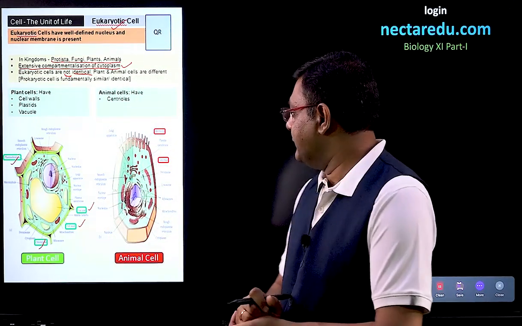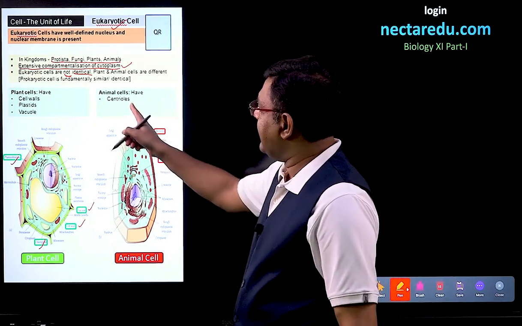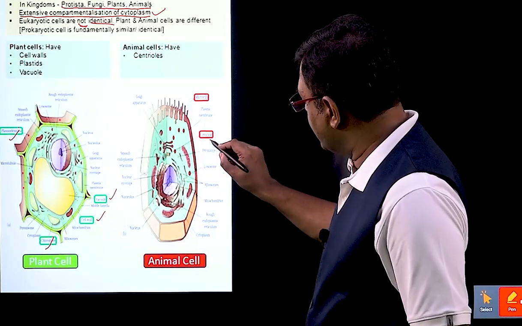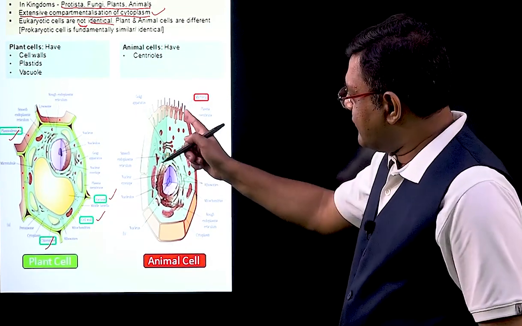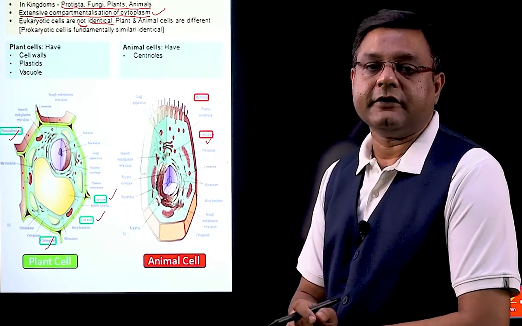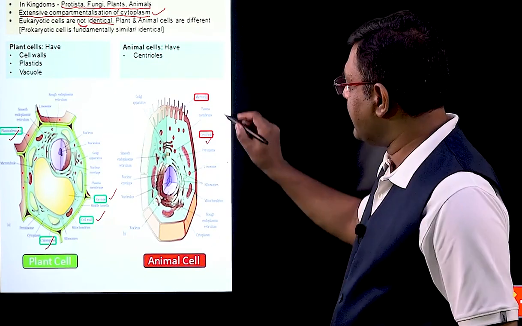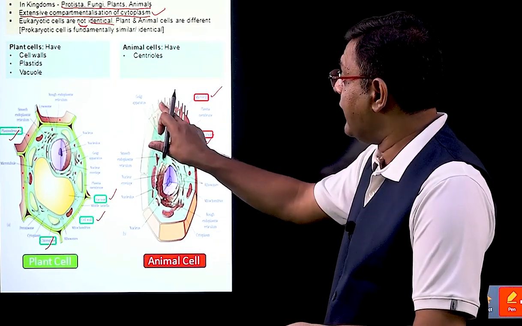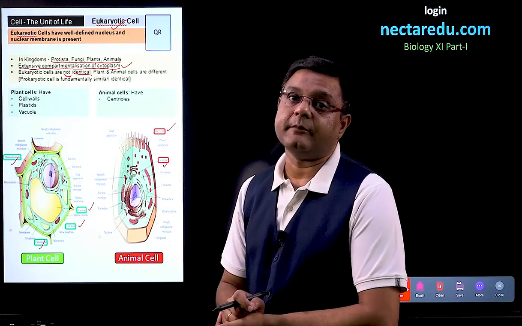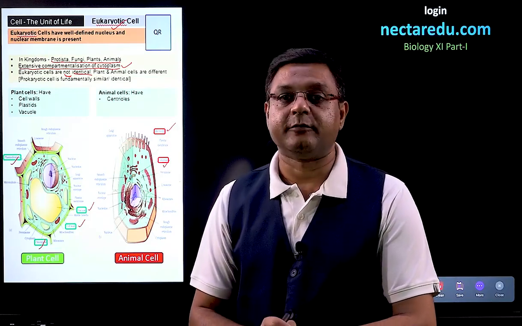Now we talk about animal cell. Animal cell will have centrioles. So this is the centriole or centrosome which is seen. Also, one important thing which is to be seen in this particular diagram is the presence of microvilli. So these small finger-like projections are the microvilli which are shown in this particular diagram.